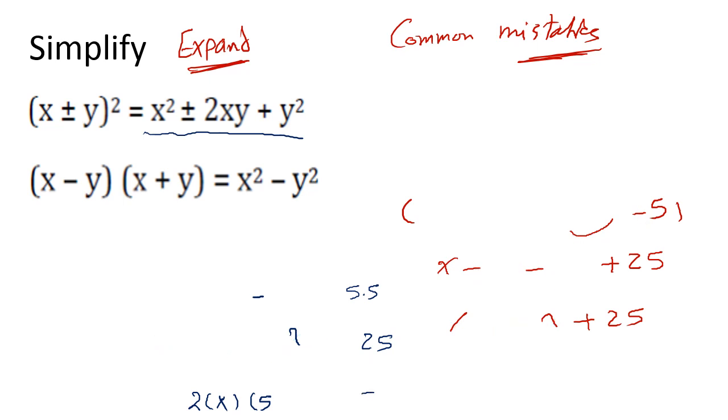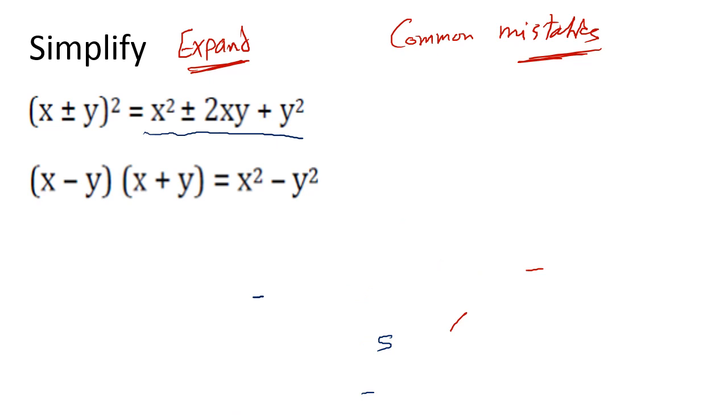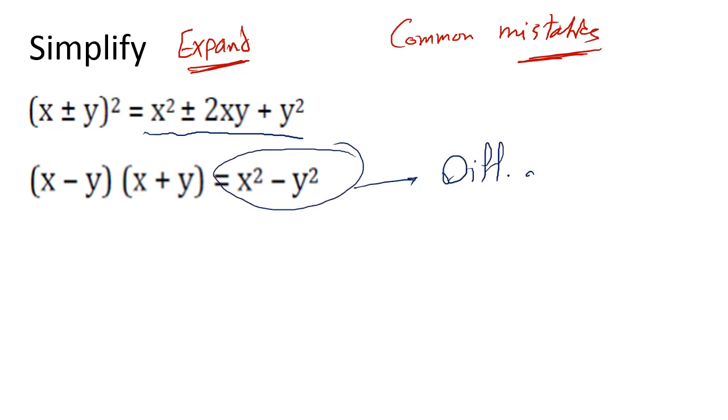Why? Because it's a product between two brackets. One of them is positive and the other is negative, and the result is called the difference of 2 squares. So when you multiply two brackets, one of them positive and the other negative, the result has a sign that is always negative, with the first to the power of 2 and the second to the power of 2.